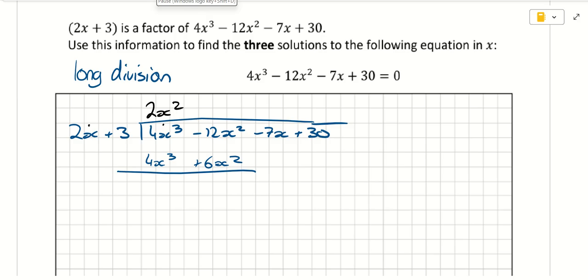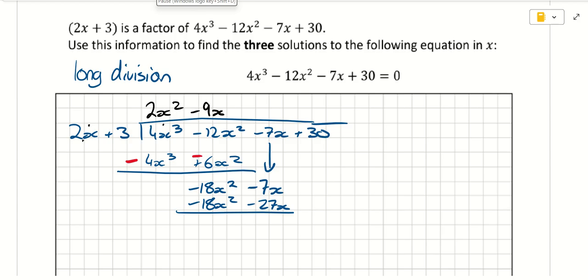All right, minus these off. So minus and minus, you will get minus 18x squared there, and then you will bring down your minus 7x. Now repeat the process. 2x times minus 9x will give you minus 18x squared. Then multiply it back in there, and we'll get 9 times 2 is minus 18x squared, 9 times 3 is minus 27x.